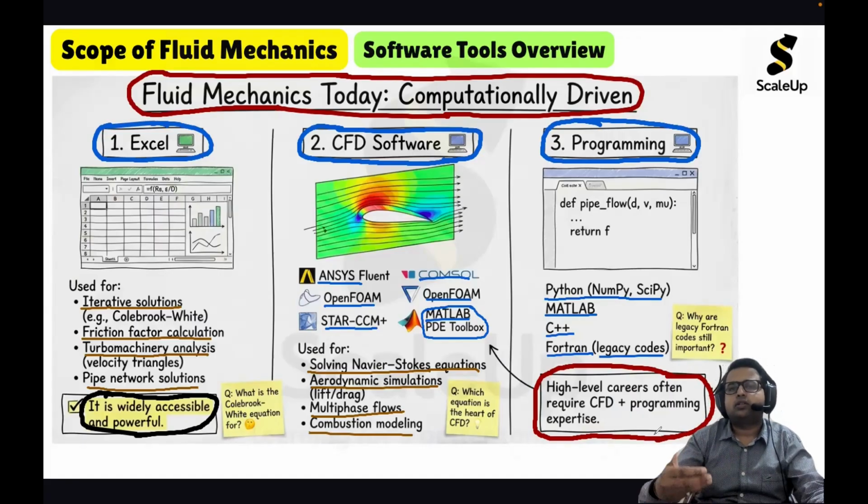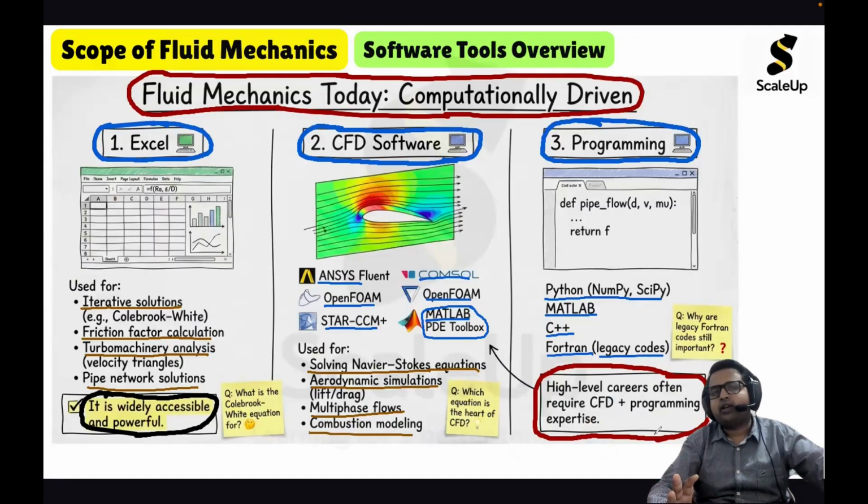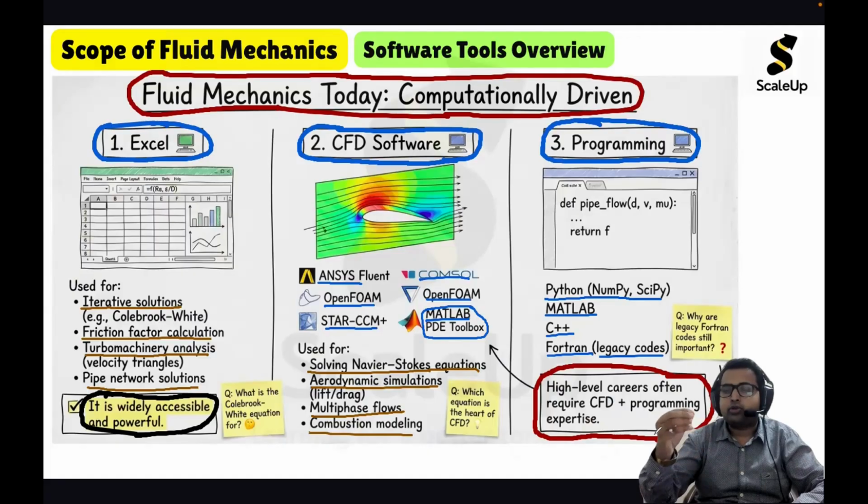So this is the fluid mechanics of today, of the modern world, wherein we are not just bounded by theoretical study using integral methods and differential methods, and not even only experimental methods. Rather, we are going one step ahead, and we are studying computational fluid dynamics. Computation is now a core component of fluid mechanics study, wherein we make use of software like Excel, CFD software, or programming languages.